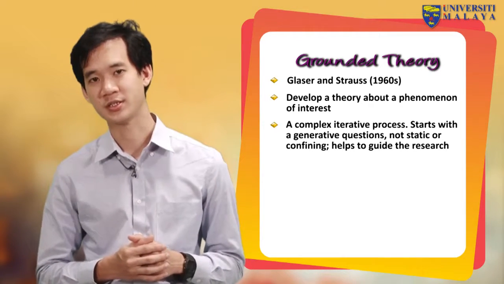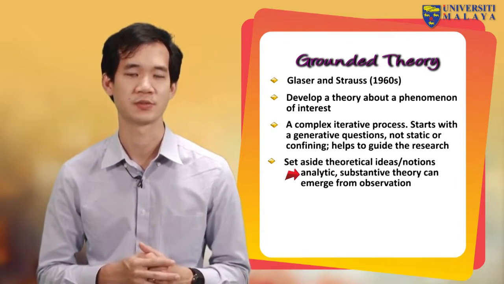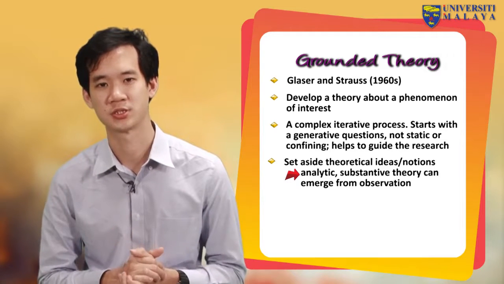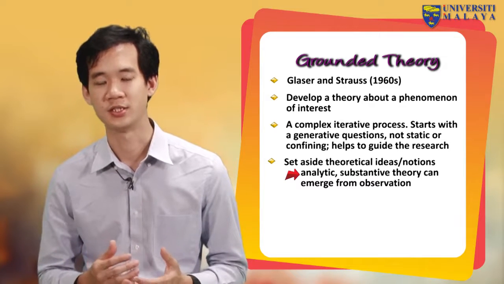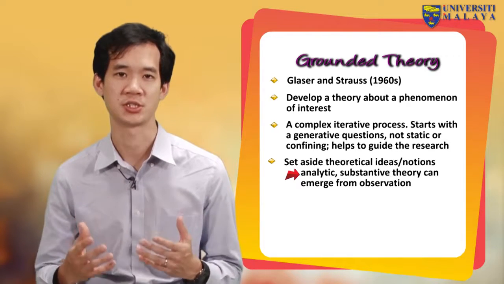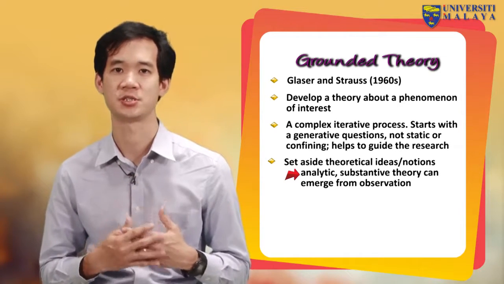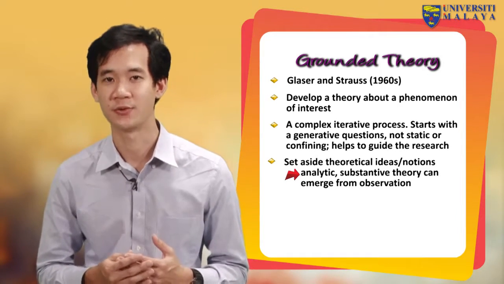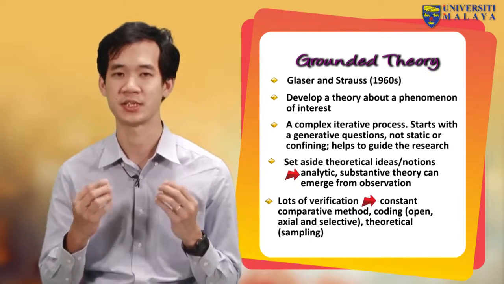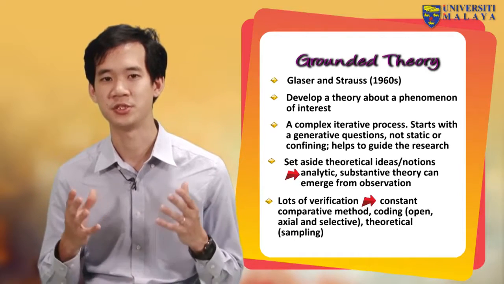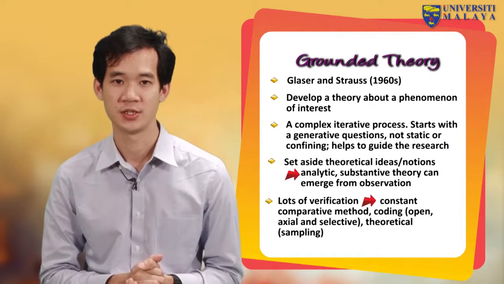In grounded theory, it's very important for researchers to set aside their theoretical ideas or their preconceived notions about the topic of interest. Why is this so? It is important because the theory that emerges has to be based on observation and not on the researcher's preconceived ideas. Now, given that grounded theory aims to create a very robust and very substantive theory, grounded theory researchers would use a lot of verification procedures.